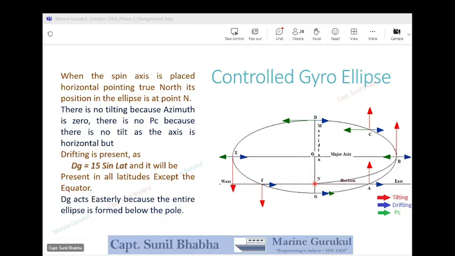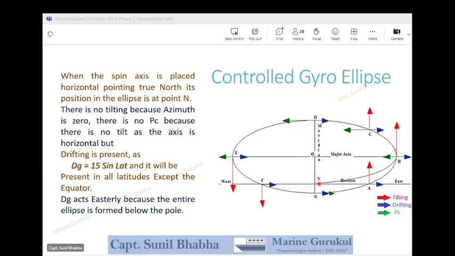What about the third force, drifting? Drifting is given by 15 degrees sine of latitude and it is constant all over the ellipse. So at point N also, we will have the same drifting vector. It will be present in the same direction and magnitude as on all other points. So we will have an easterly drifting. Because of this easterly drifting, the spin axis is immediately pushed to the east of the meridian. So easterly drifting pushes it eastwards.